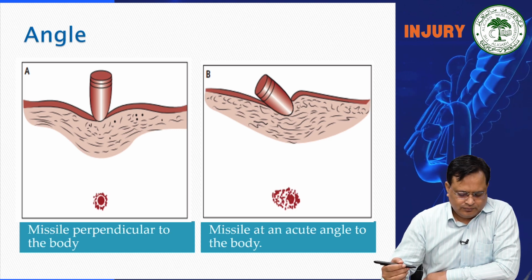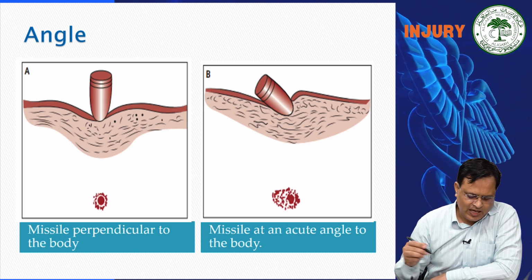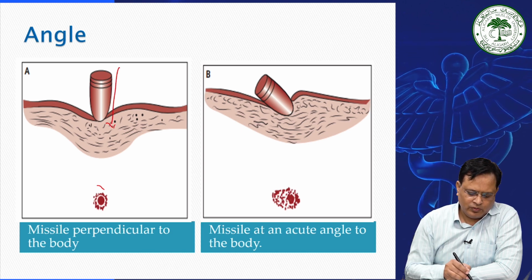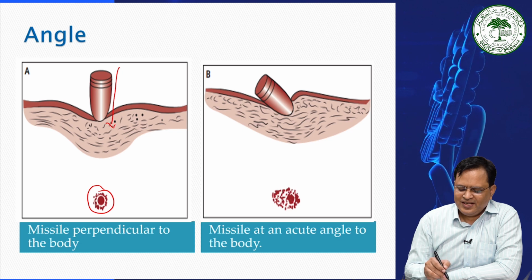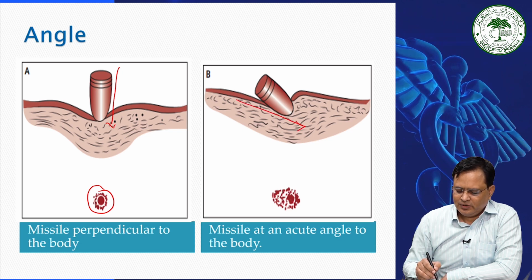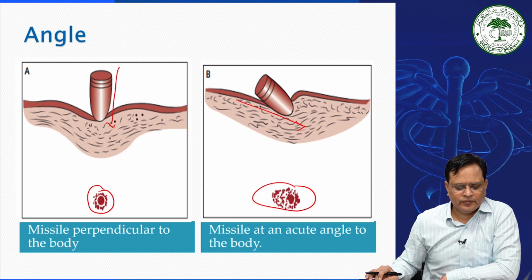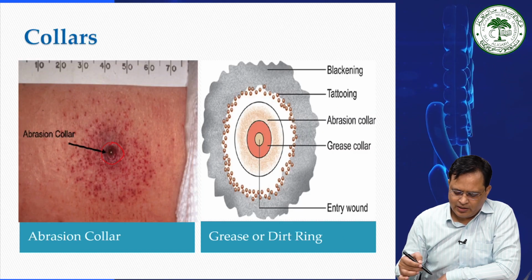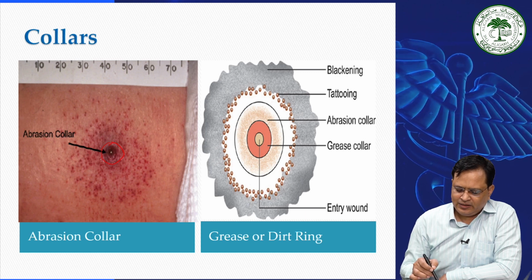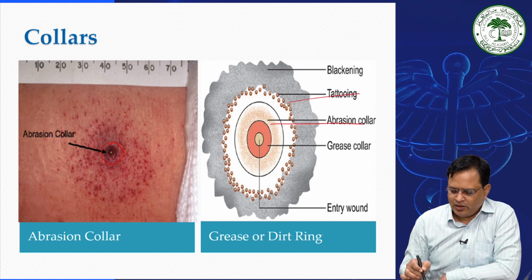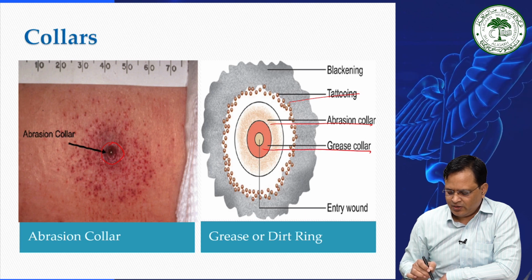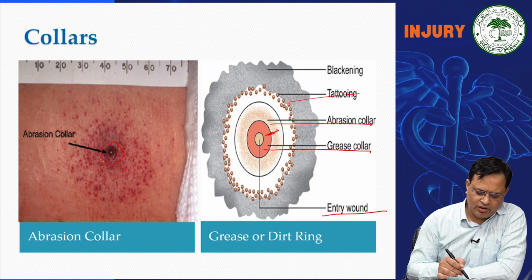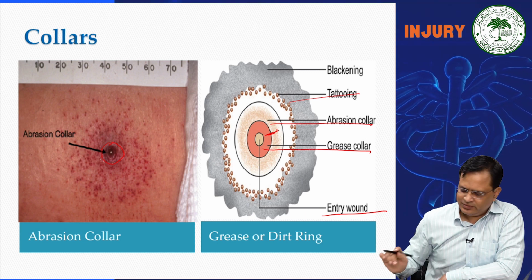If the missile is perpendicular to the body, it is a circular wound. If it is at an angle, then we have an elliptical wound. Collars: the abrasion collar is there. We have a diagram here: blackening, tattooing, abrasion collar, or grease collar around the entry wound. But this can be merged here, because you cannot find it very clearly.